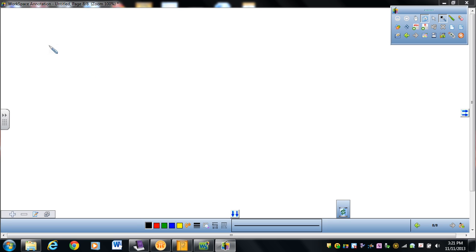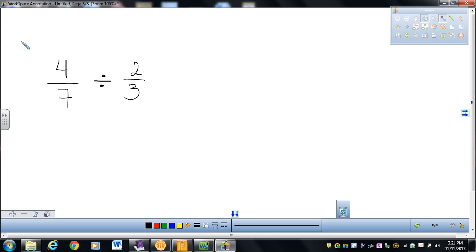Okay. Now we have dividing fractions. So for dividing fractions, let's say our example is 4/7 divided by 2/3. I have this fabulous rule that I know you all have heard before. It's called keep, change, flip. We're going to change the operation, and flip. Keep, change, flip. We're going to flip the second fraction.